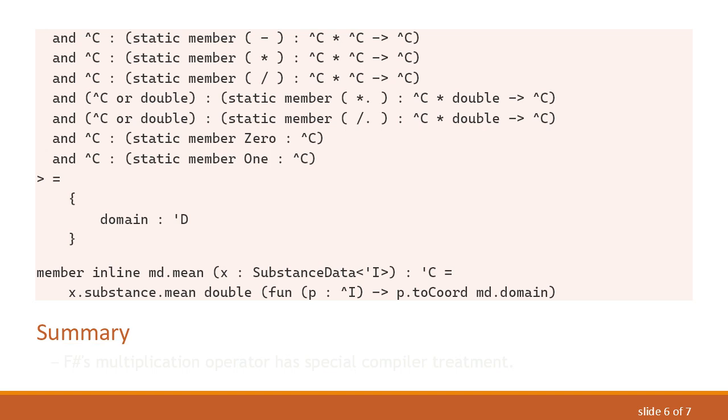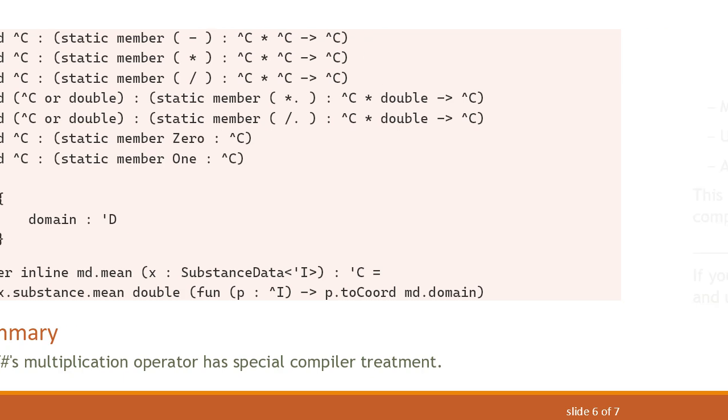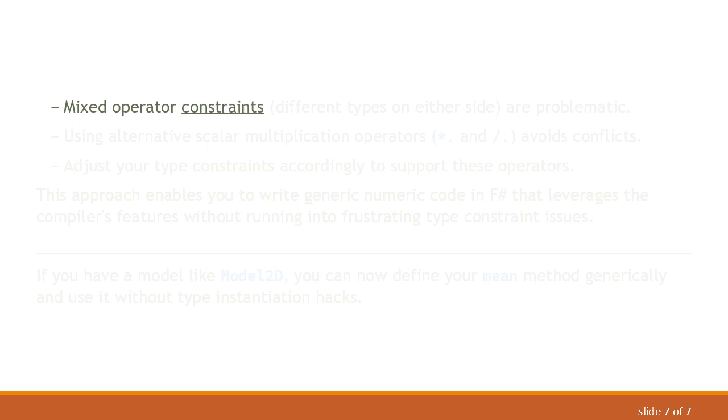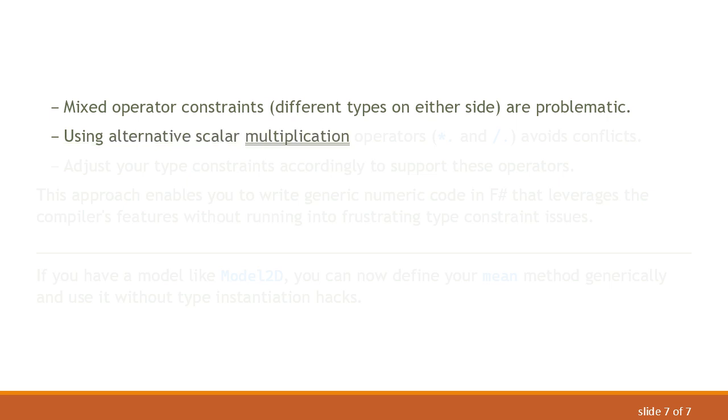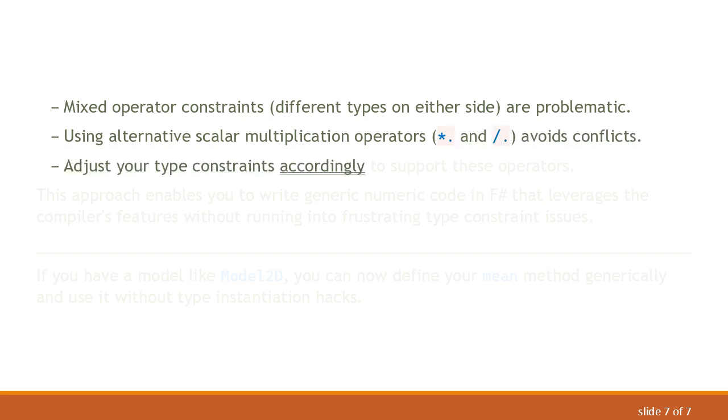Summary. F#'s multiplication operator has special compiler treatment. Mixed operator constraints, with different types on either side, are problematic. Using alternative scalar multiplication operators, .* and ./, avoids conflicts. Adjust your type constraints accordingly to support these operators.